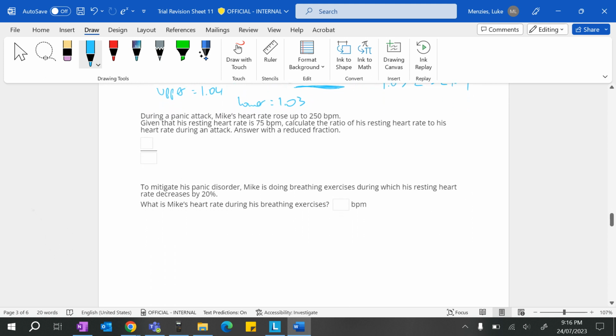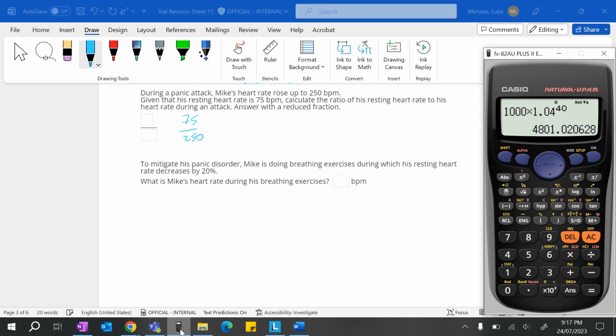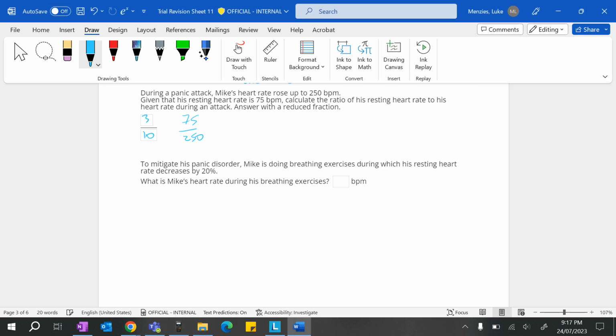Let's go to some work with heart rates. During a panic attack, Mike's heart rate rose to 250 beats per minute. Given his resting heart rate is 75, calculate the ratio of his resting heart rate to his heart rate during his attack. Reduce to fraction form. Okay, so again, this is just going to be 75 over 250. We can do that in our calculator, which is nice and easy. So 75 over 250 equals 3/10. So that's reduced.